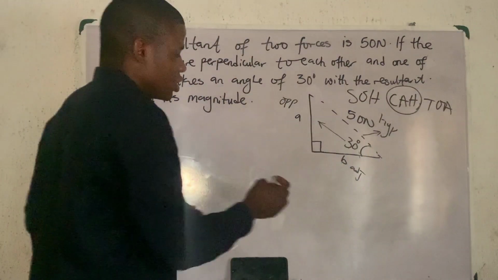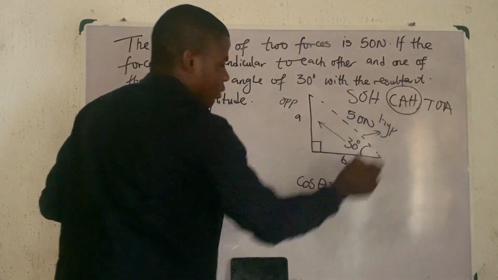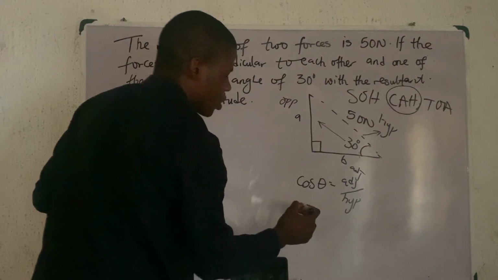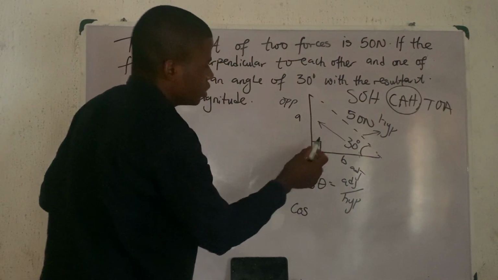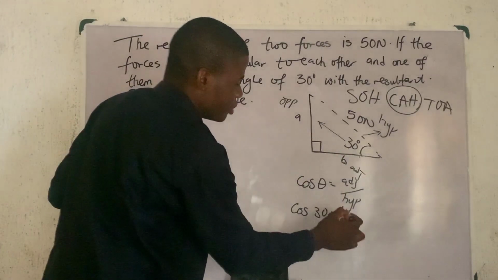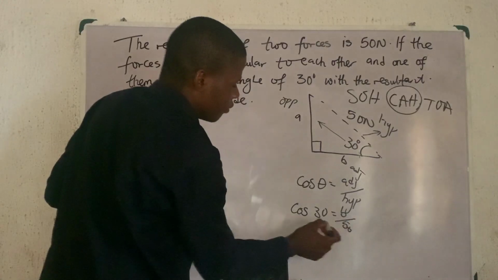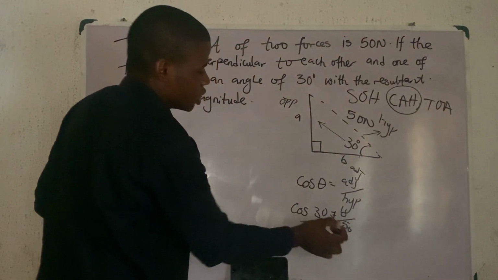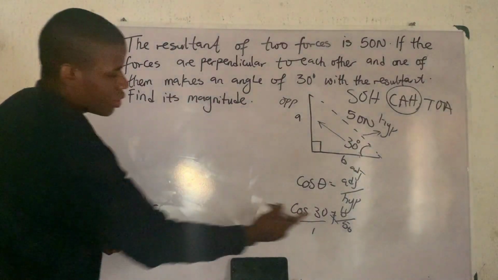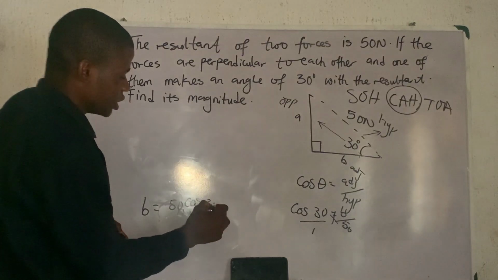That will work. So I have cos theta is equal to adjacent over hypotenuse, right? Adjacent over hypotenuse. Now, theta is 30 degrees. Cos 30 is equal to, my adjacent is B all over the hypotenuse, which is 15. Now, for me to get the value of B, I have to cross multiply. B times 1 will give me B, right? Equals 15 times cos 30, 15 cos 30 degrees, right?